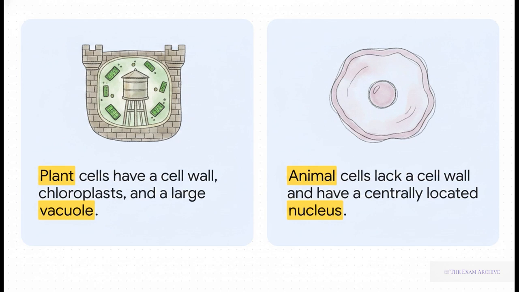Now, animal cells, we don't need to make our own food, and we have skeletons to help us stand up. So animal cells lack cell walls and chloroplasts entirely. Their vacuoles are just small and temporary, and they keep their nucleus right in the center.